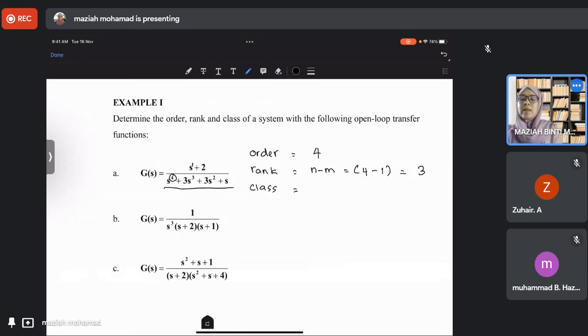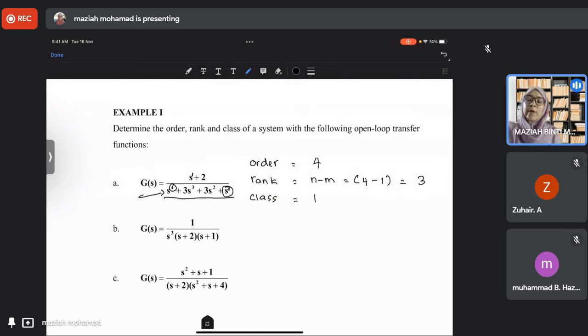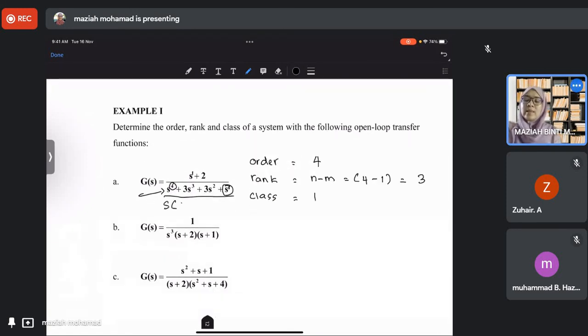As for the class, we look at the denominator and then we look at the last term. It is s to the power of 1. So the class is 1, the order of s factorial, the highest order of factorial s. And if you factor this, you can get s cubed plus 3s squared plus 3s plus 1. So the highest factorial is 1. This is the meaning of highest factorial order.